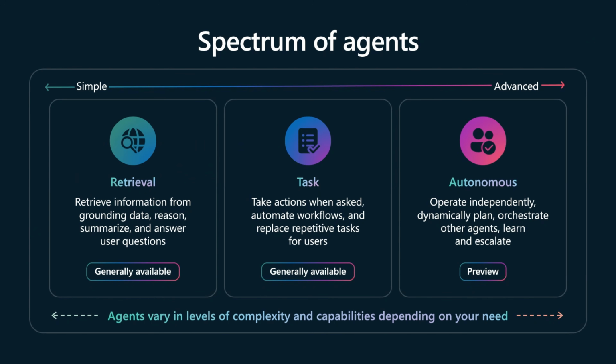Let's also explore the spectrum of agents. On the one end, we have simple, and on the other end, we have advanced agents. The simple agents, which is what we are going to build today, basically retrieve data from your data sources. It's very simple, yet very effective, and these are generally available. The other one is task. So you can add actions into your agent and they will perform certain actions for you. This is also generally available in Copilot Studio, but not in Agent Builder as of now.